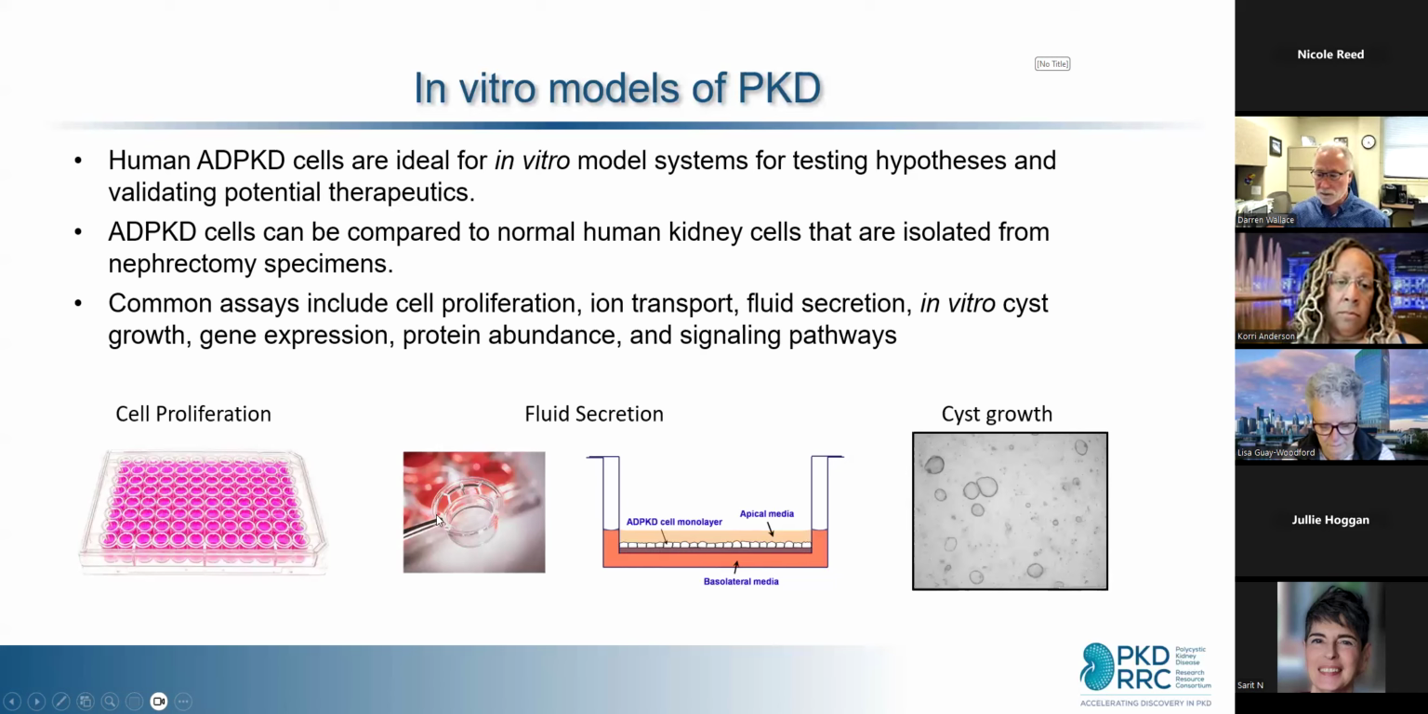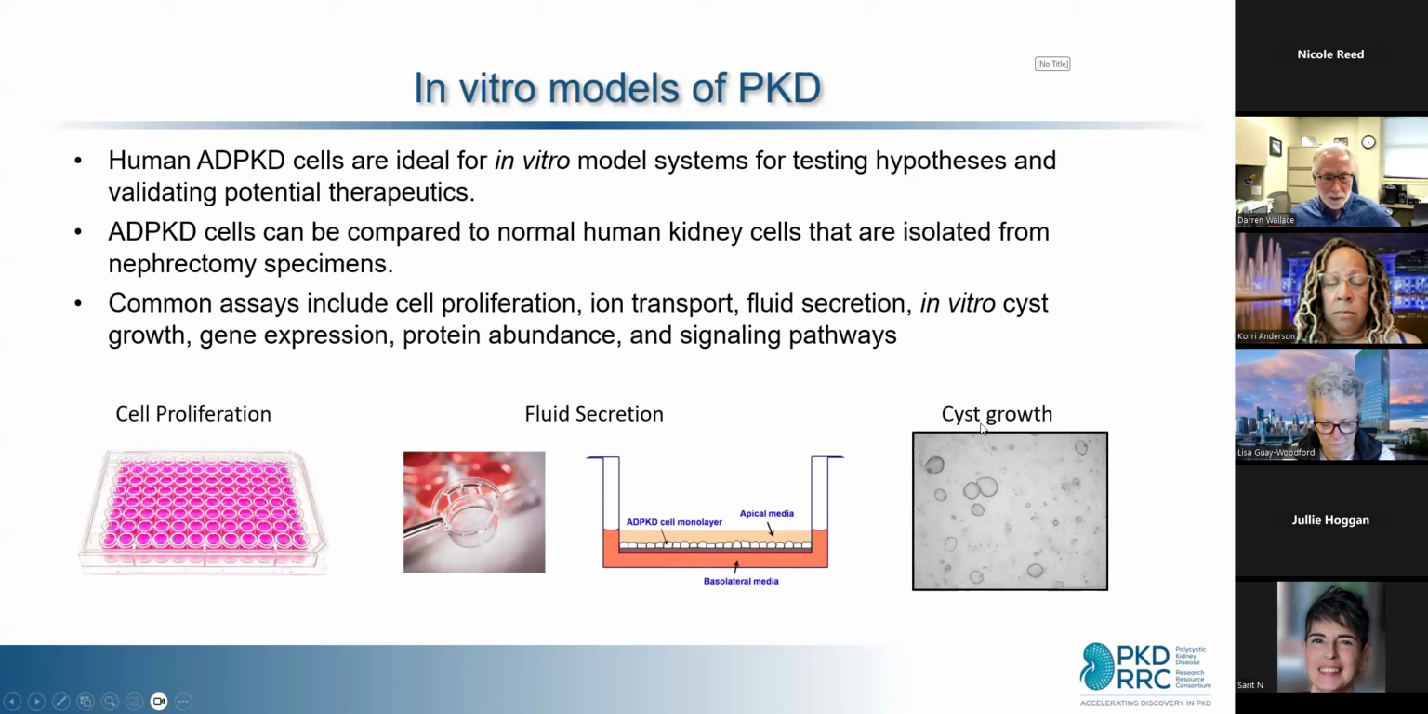The cells can also be grown on these permeable supports called transwells. Permeable means that a fluid is able to flow through it. But as the cells grow on these supports, they form a monolayer, kind of like what lines the cyst wall. And a lot of the studies that I did when I was a postdoc and early faculty member was trying to understand how fluid accumulated within the cyst. And so we would do these fluid secretion assays using these transwells.